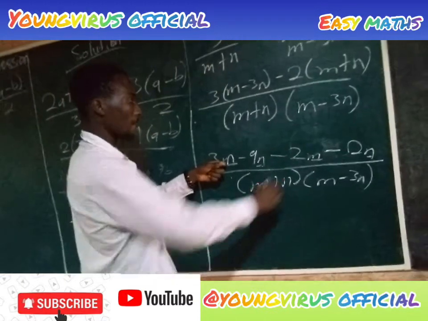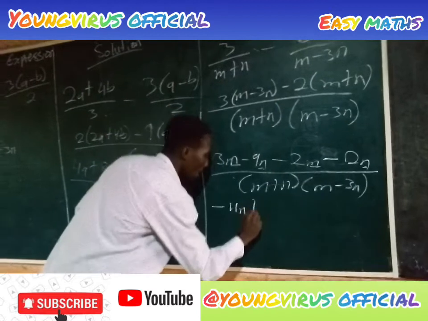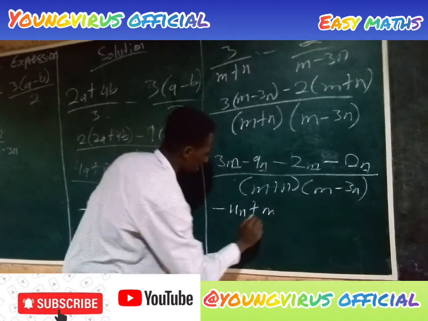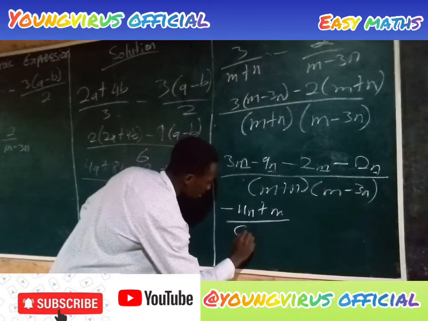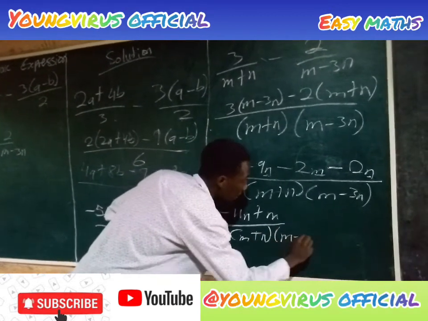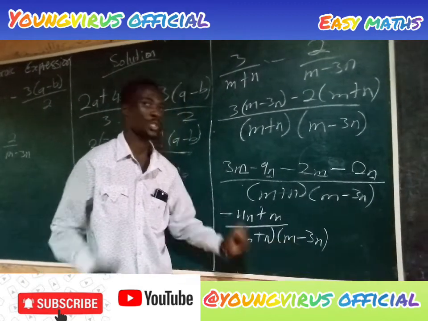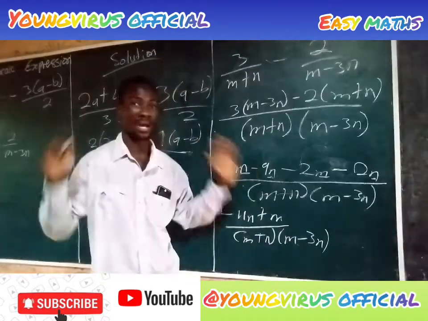Now we have 3m, we have 2m, but here is negative, here is positive. So we get m minus 11n, over m plus n, then m minus 3n. Since this is a denominator, you don't have to expand it. You can leave it like this and you get the answer correct.